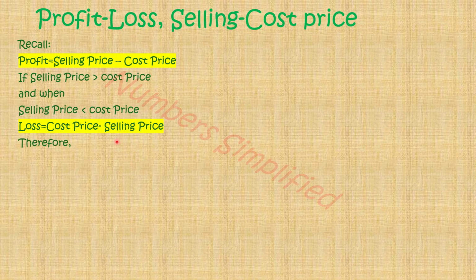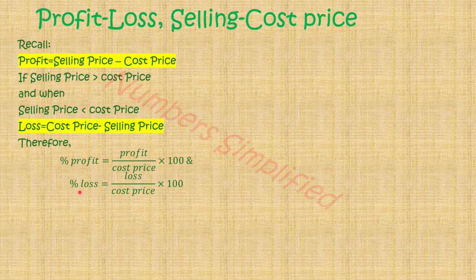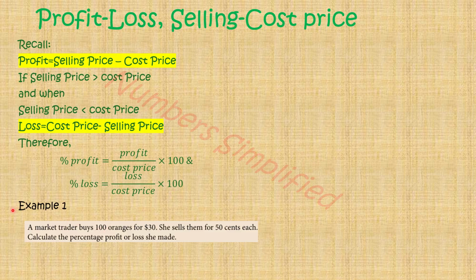Therefore, the percentage profit is equal to the profit over the cost price times 100. That will give us the percent. Whereas on the percentage loss, we are going to have loss divided by the cost price times 100. With that in mind, let us consider example 1.